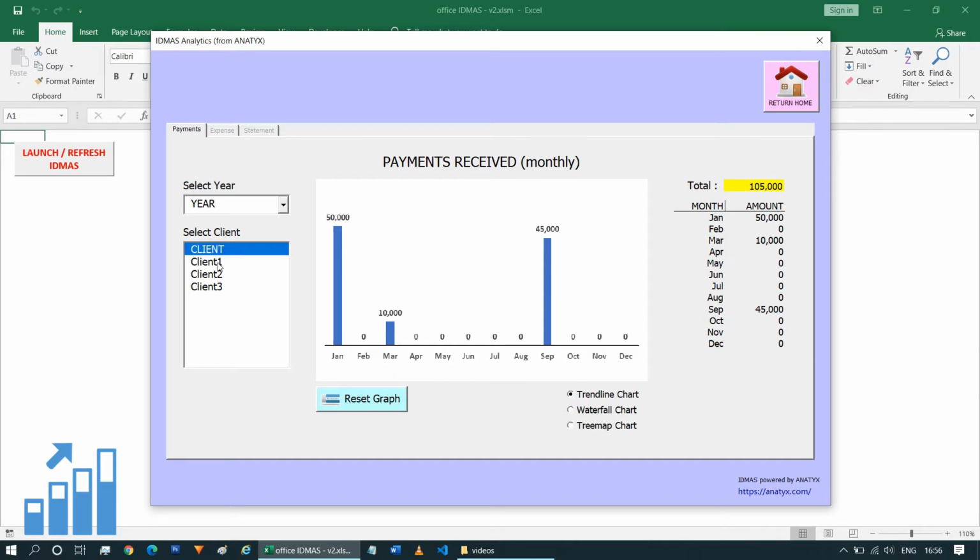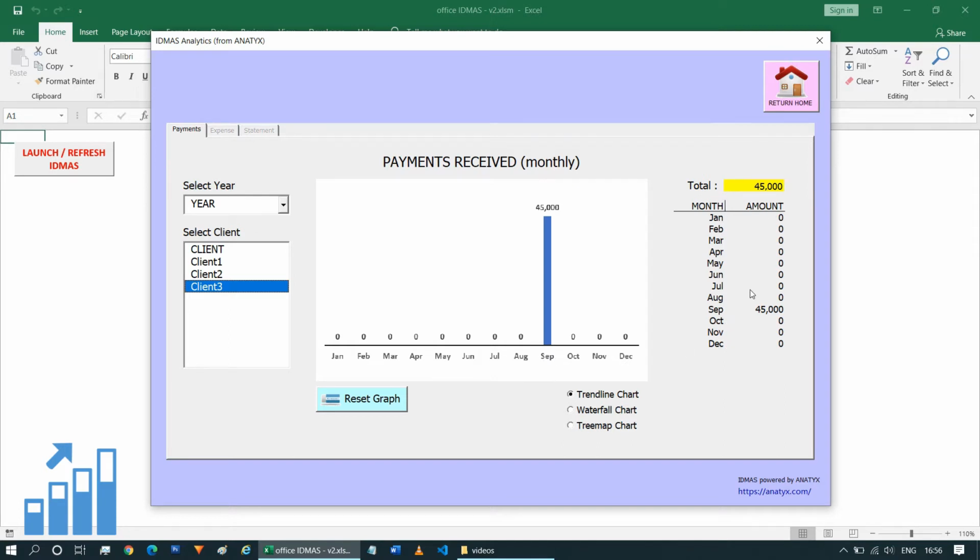So right now if you select client 1, you will see client 1 only made a payment of 10,000 rupees in the month of March. Similarly, if you select client 2, it made a payment of 50,000 rupees in the month of January. Similarly, client 3 made a payment of 45,000 rupees in the month of September.